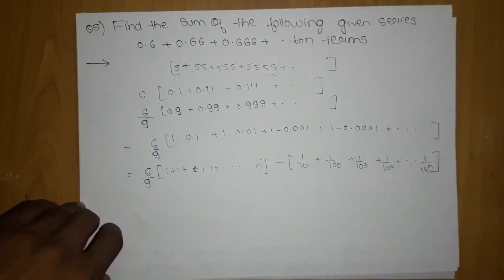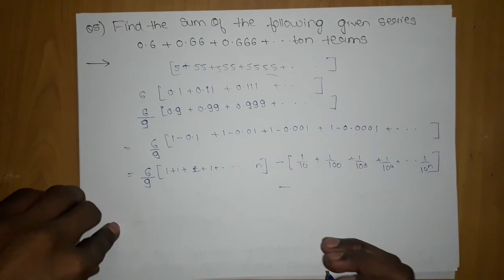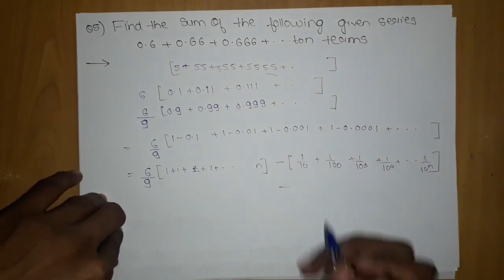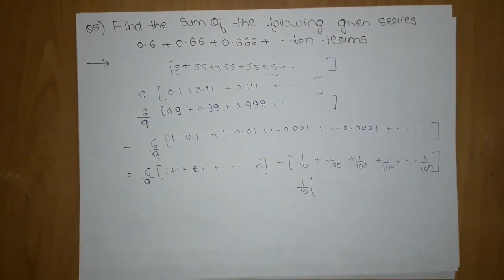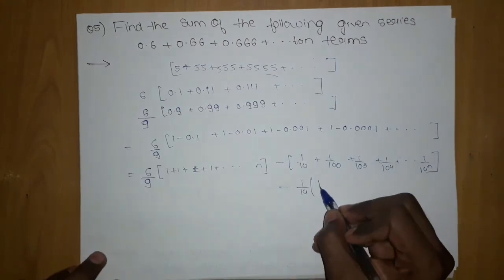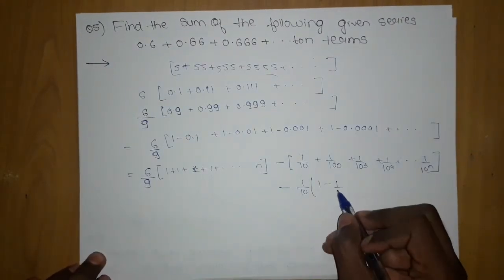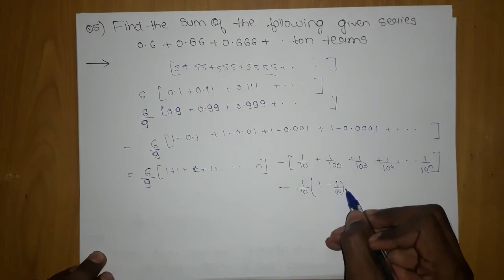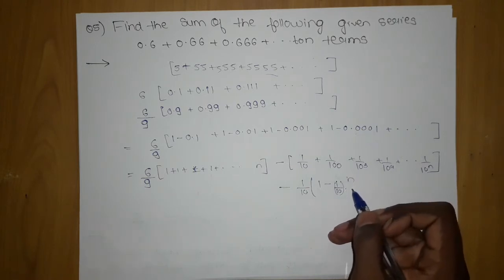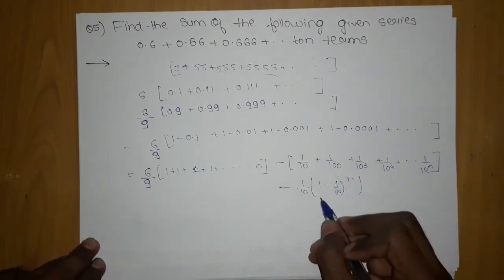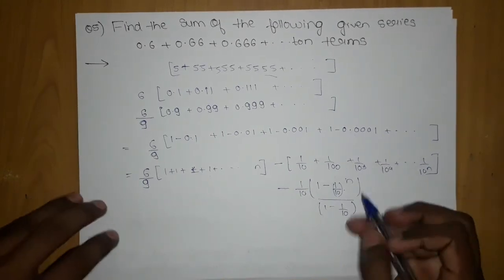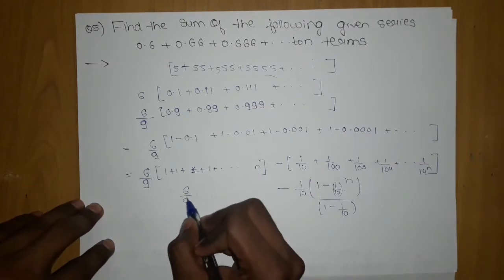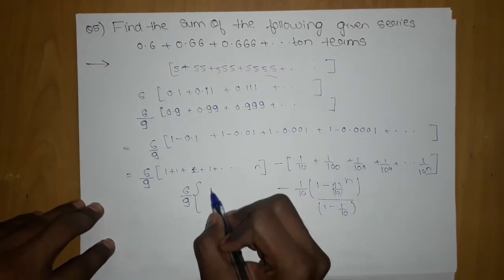Now this is just a GP with common ratio 1 by 10. The first term is 1 by 10. The second thing is that here r is less than 1, so use the formula with 1 by 10 power n. Don't make the mistake, it is power n. Then 1 minus 1 by 10. This whole thing is nothing but 6 by 9 into n minus that.